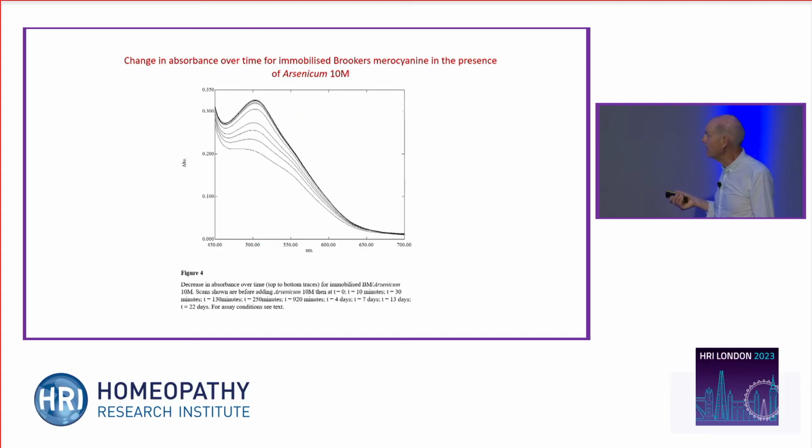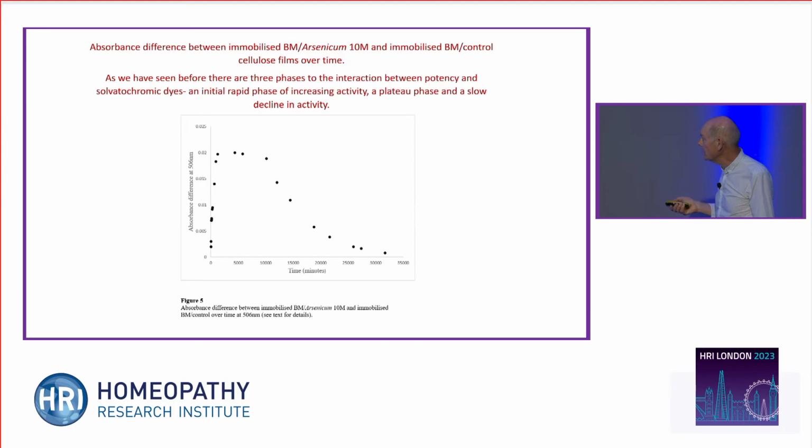And this is the change in absorbance over time for immobilized dye with arsenicum 10M. With the controls, nothing happens for a while, and then that also starts to decline much more slowly. If you plot out the difference between the arsenicum and the control, you'll see a familiar pattern. That's a very rapid increase in potency activity, followed by a plateau that lasts several days, and then a very slow decline. And we've seen that before.